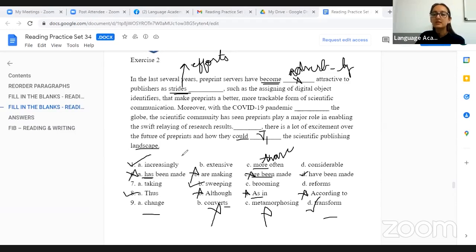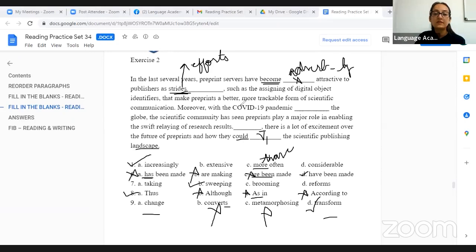So I'm repeating the answers once again. Listen to it carefully. The first one: whenever the sentence is absolutely complete even without the blank, and before the blank or after the blank we have a verb, then we use the ly form, which is an adverb. So it will be increasingly. That's why it will be the answer. Strides should be understood as efforts. So we have to say efforts have been made, because efforts or strides is plural. We cannot put it with has. Efforts are making doesn't make sense. Efforts are not making anything. And are being is wrong English in itself.